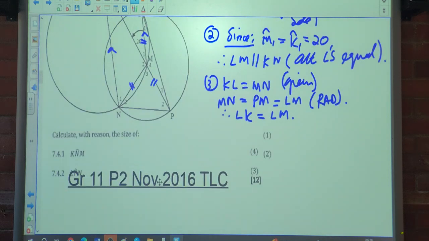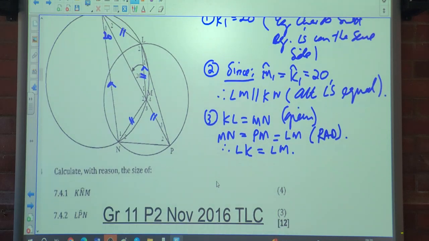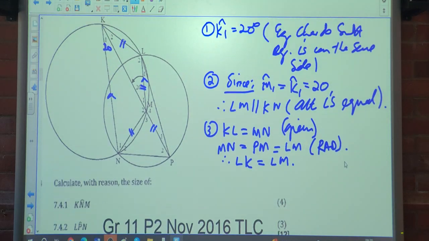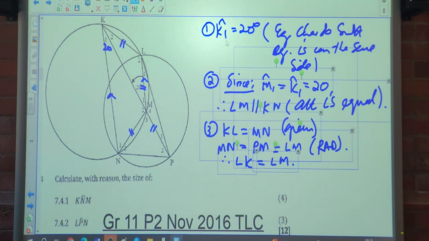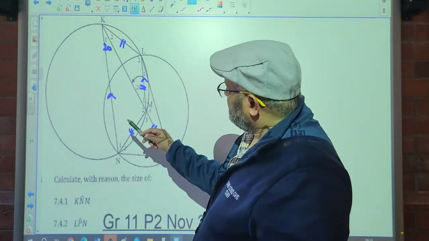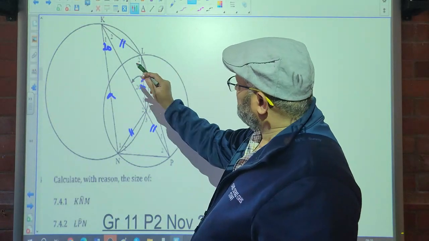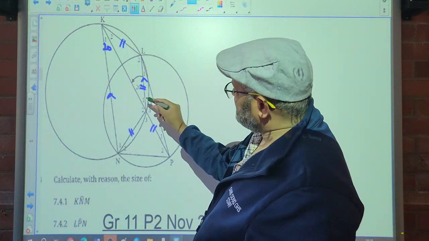7.4.1. So here we are told, let's put that up. In the next question we are told, calculate with the reason the size of KNM. To the side of this angle here.